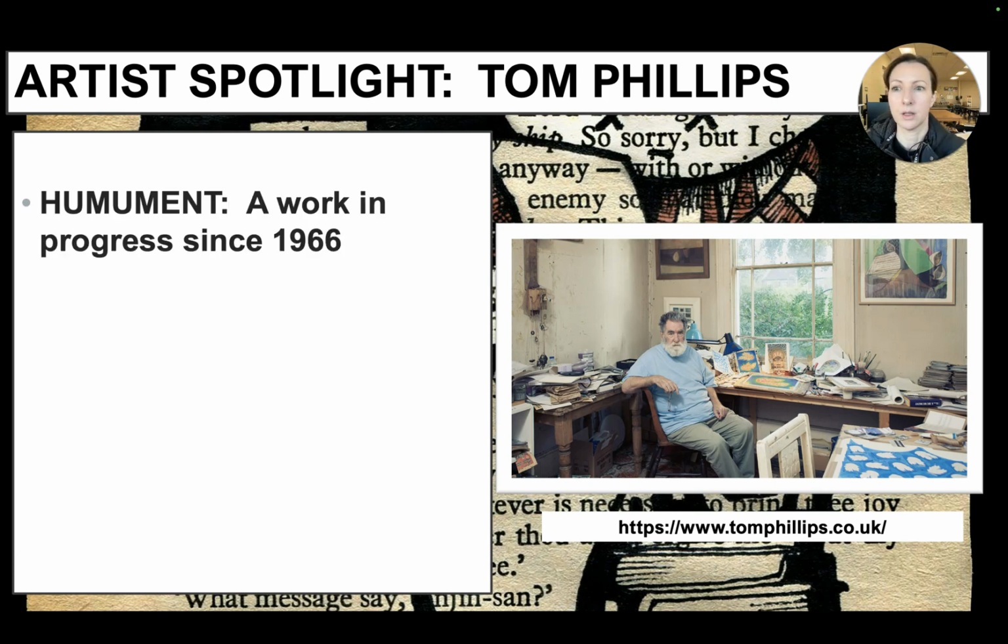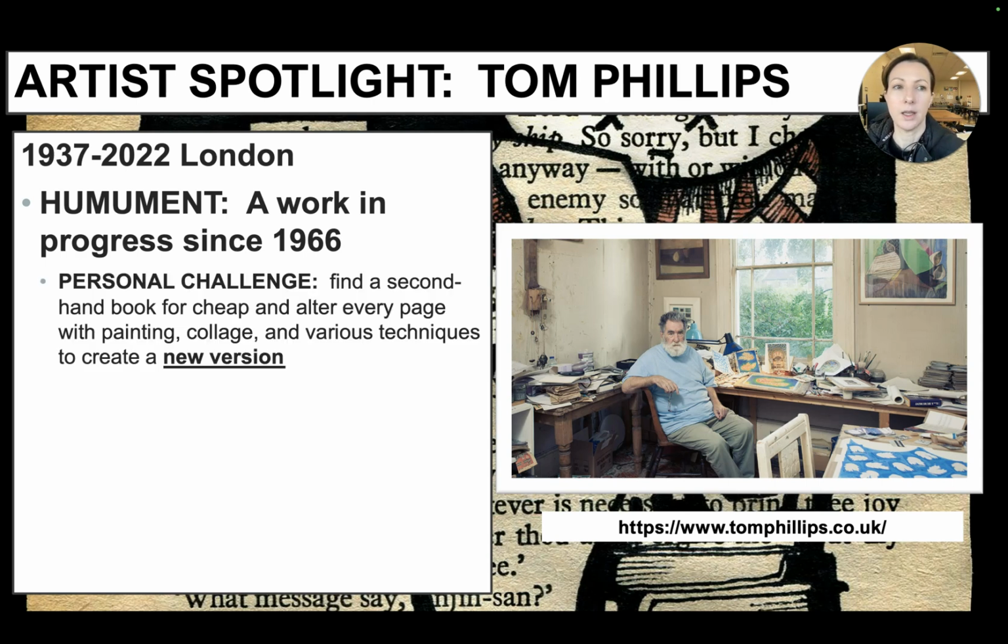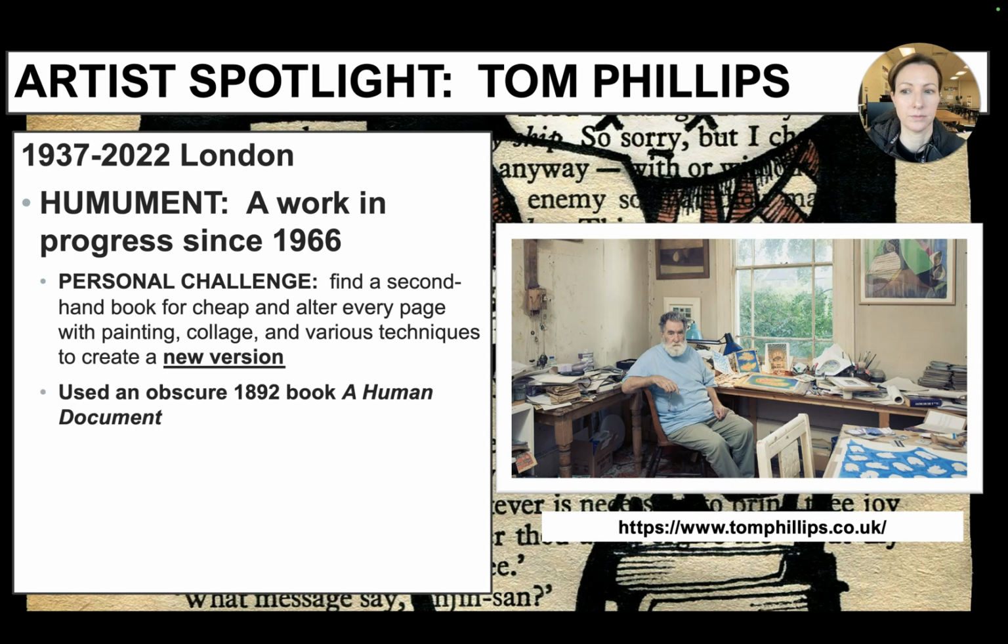So let's look at an artist named Tom Phillips who spent his career creating altered book pages. His most well-known work is called A Humument. It is a work in progress since 1966. He was born in 1937 and died in 2022, and he was born in London and worked in London. And his personal challenge was to find a secondhand book for really cheap and then alter every single page in that book with painting, collage, and various techniques to create a new piece of art.